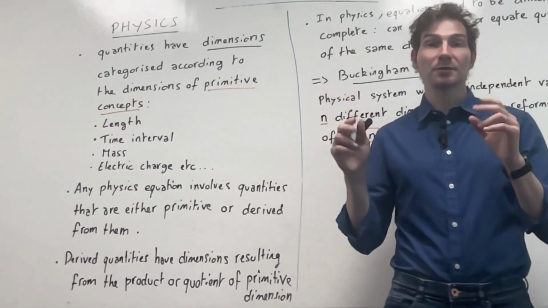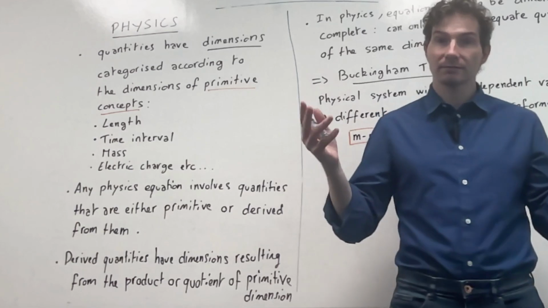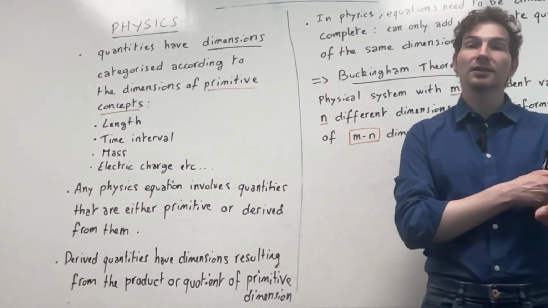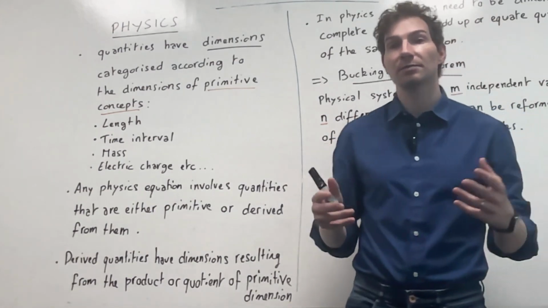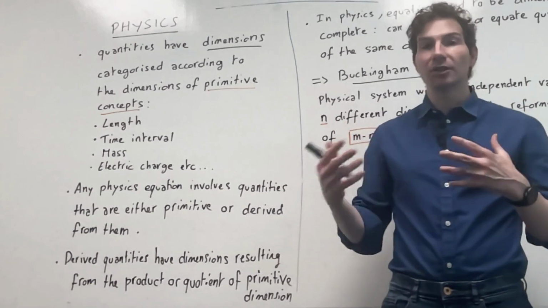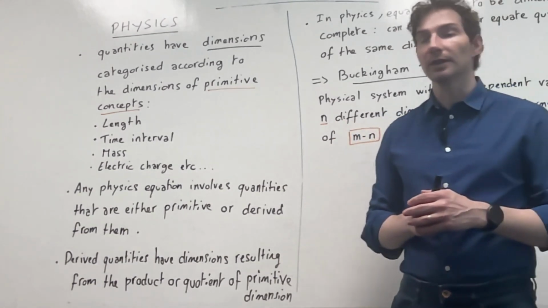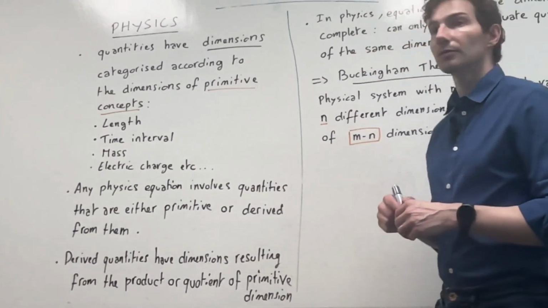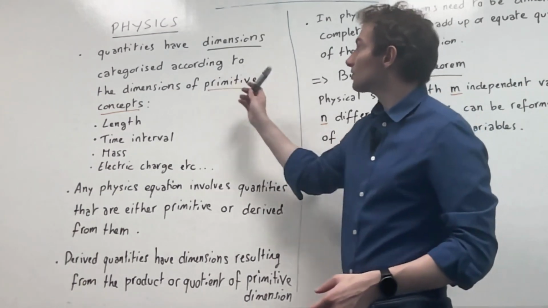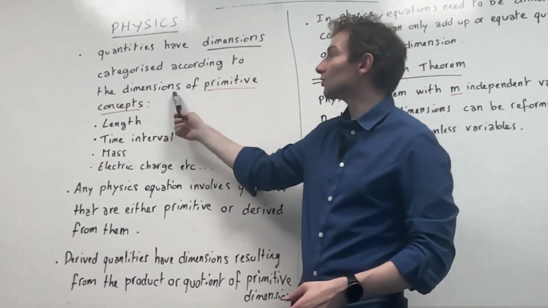This is, in a sense, basically a dimension in a space of concepts. And I think that's how you could view it. It's a dimension in the space of concepts, relating to how many concepts you need to describe that particular quantity. So quantities have dimensions, and these dimensions are categorized.